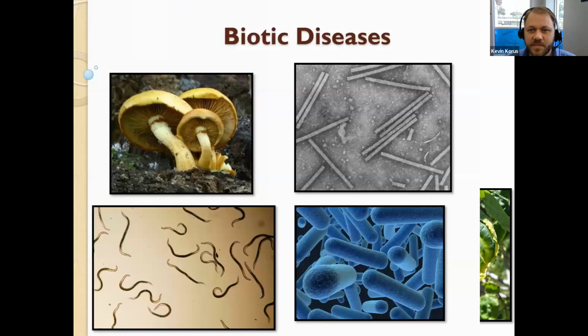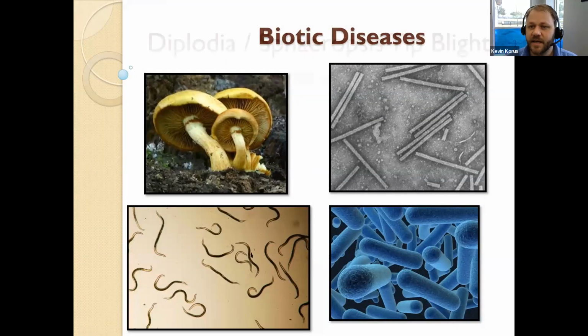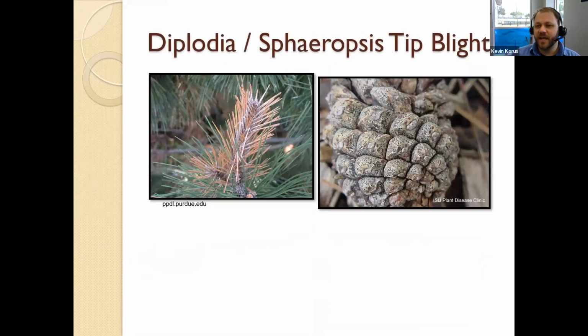Okay. So let's get into some specific diseases that we might see. And I'm going to try to keep this more towards the southern diseases. This is a tip blight of pine that we may see down here. It's not as common, but this is called Diplodia, or it used to be called Diplodia.